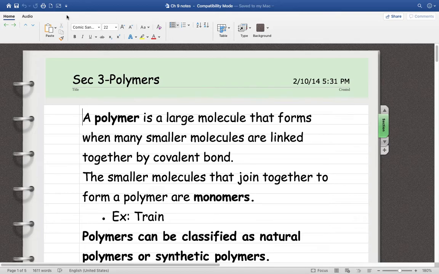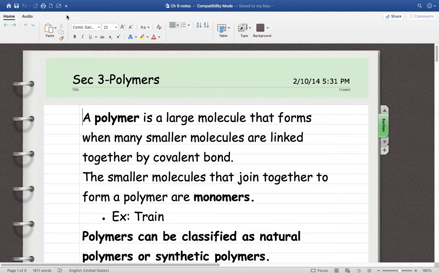All right, so polymers. The word poly means many. The word monomer, like mono, means one. So a polymer is a large molecule that forms when many smaller molecules are linked together by a covalent bond. This is like that heart chain that I had at the front of my room, or like a paper chain like you make at Christmas. The entire chain is a polymer. Each little bitty heart or each little bitty link is a monomer. So the smaller molecules that join together to form a polymer are monomers.